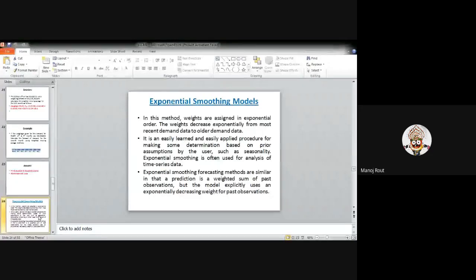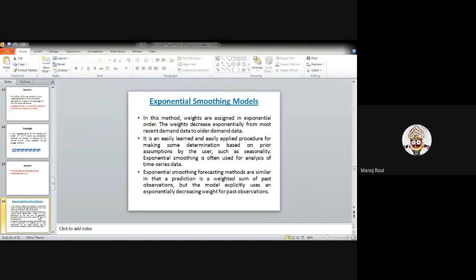Point number two: it is an easily learned and easily applied procedure for making determinations based on prior assumptions by the users. That depends upon different scenarios, different assumptions by the company, and the rules, policies and regulations of the company. Some examples are seasonalities. Exponential smoothing is often used for analysis of time series data.